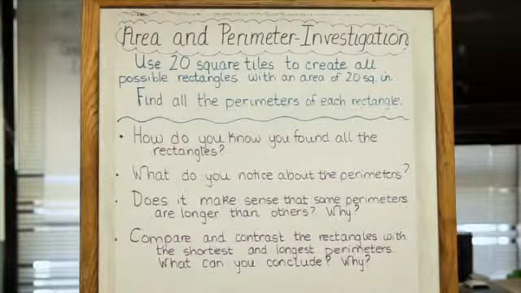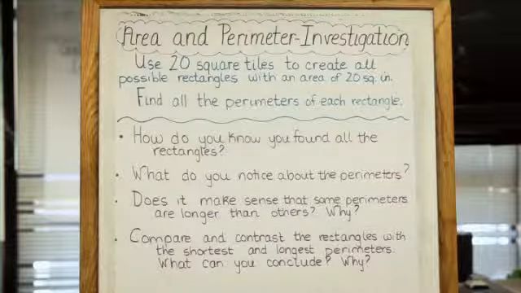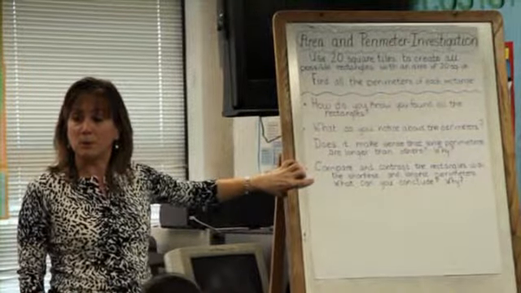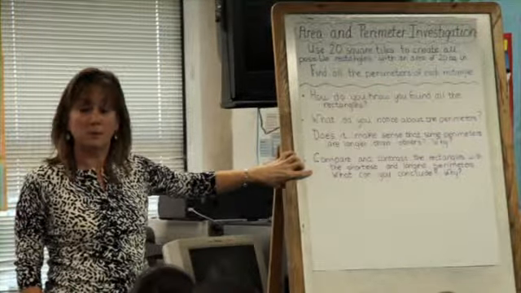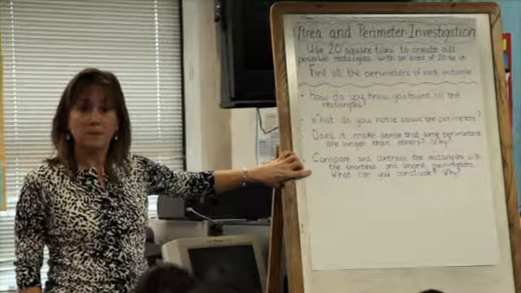And then we're going to compare and contrast the rectangles with the shortest and longest perimeters. And we're going to talk about why that happens. Okay? So you can get started. I'm going to pass you out some paper. You need to record your answers.